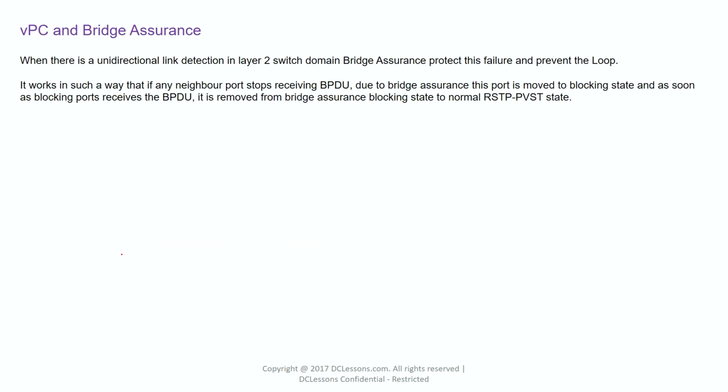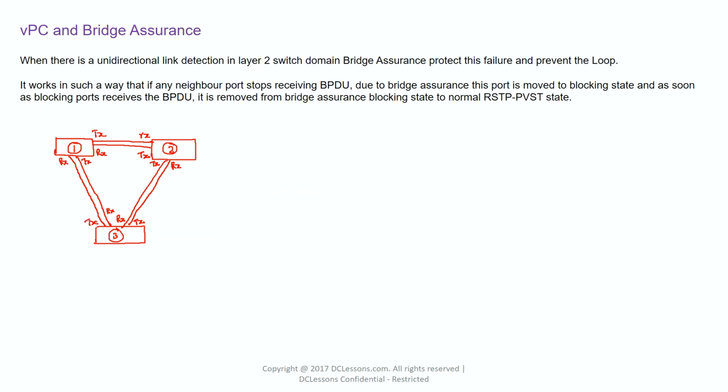Now, what is bridge assurance and how does it work in a VPC? So let's suppose I state a scenario. Let's suppose this is your topology, and it's working. So this is switch 1, this is switch 2, this is switch 3, and this is your fiber link. This is your TX, this is your RX, and so on for each link.